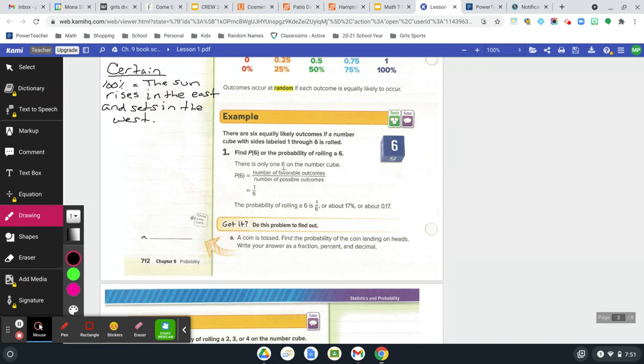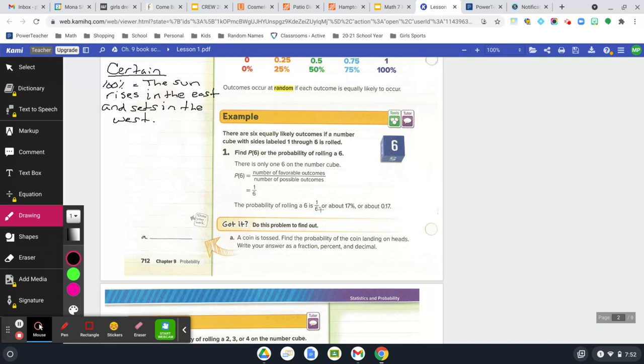Well, there's only one 6 on the number cube. So the number of favorable outcomes is 1 in the numerator. And the number of possible outcomes, meaning how many total numbers do you have on that number cube? Well, there's 6 possible outcomes. So 1 out of 6. The probability of rolling a 6 is 1/6, or about 17%, or about 0.17, 17 hundredths.